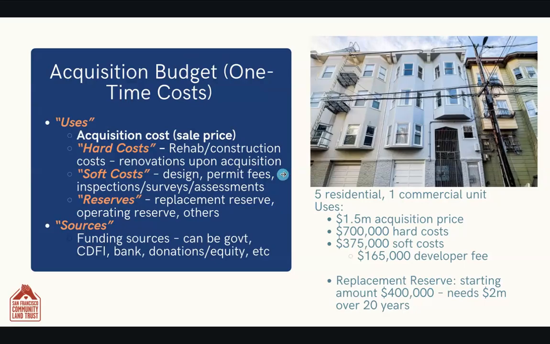And then we've got our soft costs. This can be all kinds of things. And I'll show this spreadsheet in a second so you can look at some examples. But more or less, it's going to be things like the design costs, permit fees, inspections, surveys, assessments, all kinds of stuff. And then we've also got the reserves. So I touched on this a little bit. The reserves are going to be those set aside bank accounts that we have that are set up to help us fund things that need to be funded.